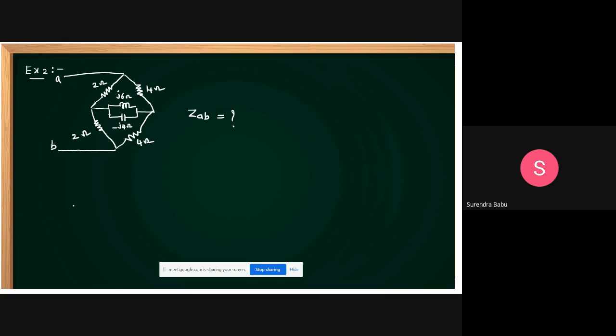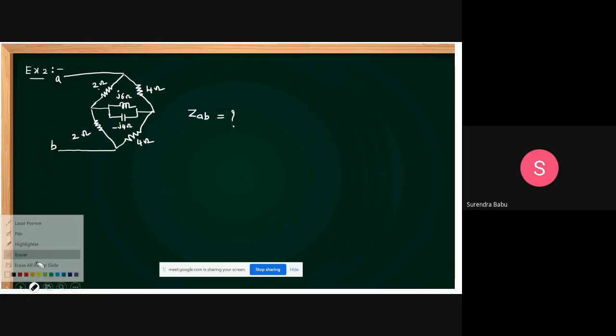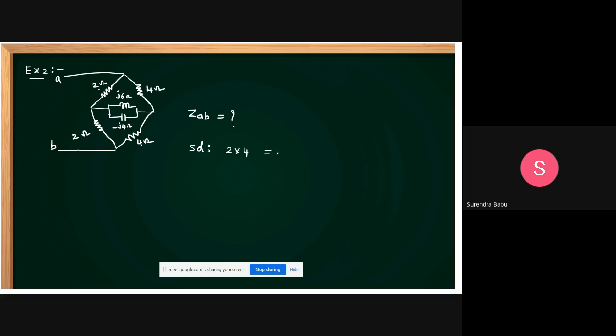Yes, friends, it's also very simple. Check the balance condition: 2 into 4, 2 into 4. You take the product of opposite arms. What is the solution for this one, friends? That is 2 into 4 equals 2 into 4. The bridge is balanced. If the bridge is balanced, there is no significance of this branch. These two are in series, these two are in series.